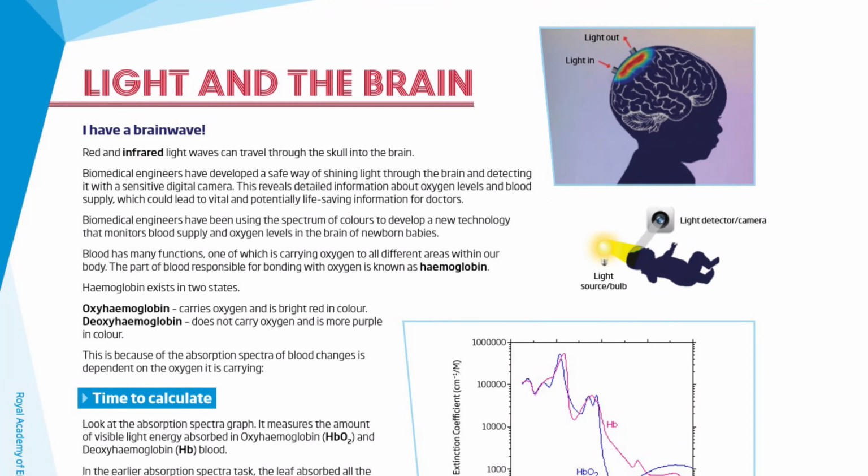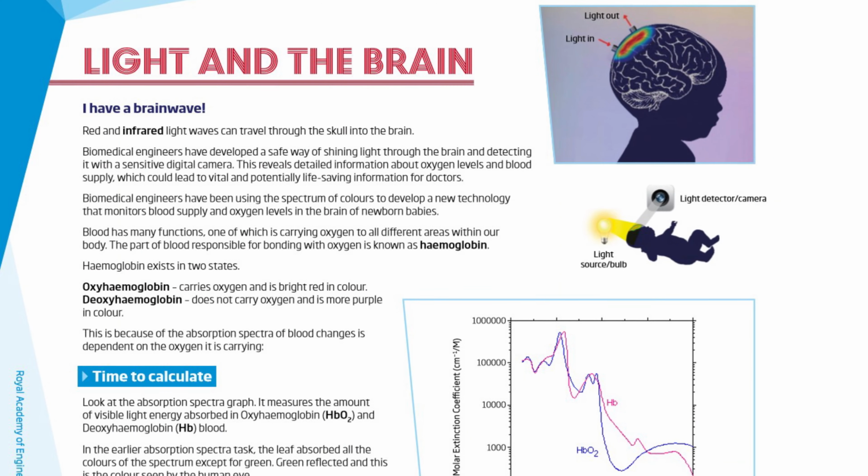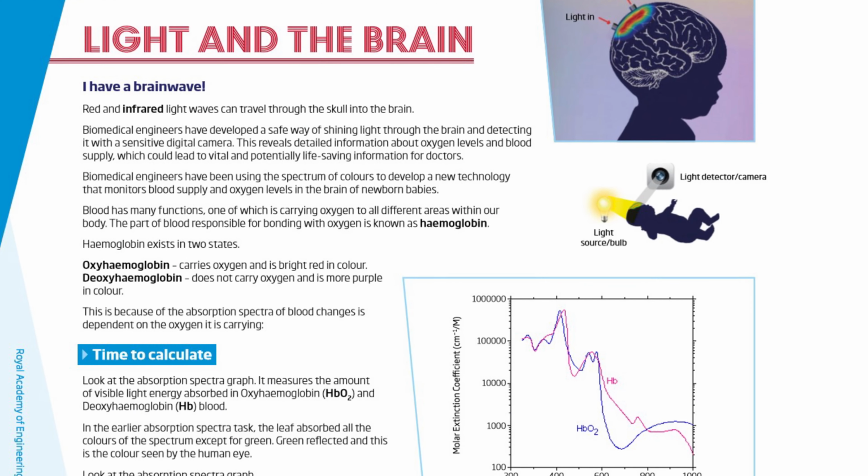So now we get into the nitty-gritty of what the Metabolight project is all about, and that is looking at how light interacts with the brains of babies. So as Gemma mentioned, light travels through our bones, so in this case it'd be the skull, and it will show us the oxygen levels of the blood within our brain.